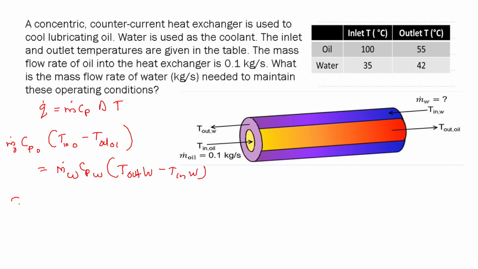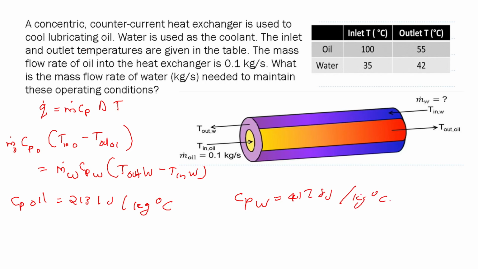So that Cp of oil is given as 2131 joule per kilogram degree Celsius. Similarly, Cp of water will be 4178 joule per kilogram degree Celsius. Now equate this formula, and you have to find the value of the mass rate of water.